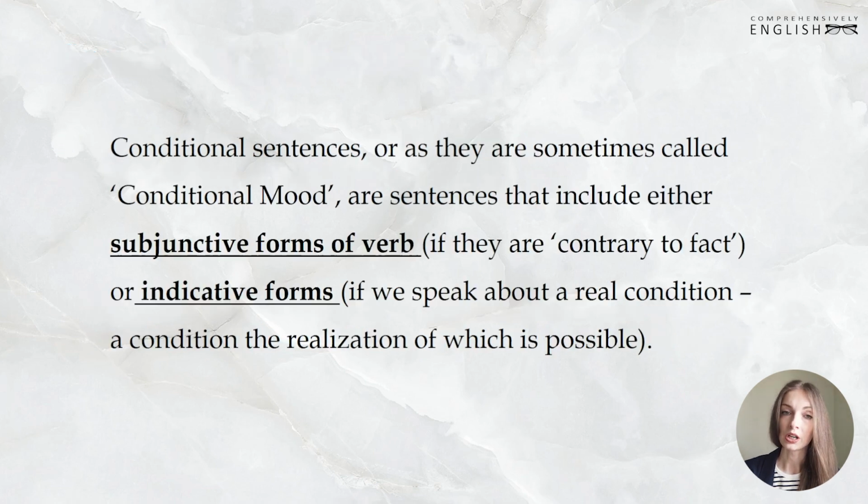Conditional sentences, or as they are sometimes called conditional mood, are sentences that include either subjunctive forms of verb, if they are contrary to fact, or indicative forms, if we speak about a real condition, a condition the realization of which is possible. This is important because some conditional sentences contain the subjunctive mood, whereas others do not. The subjunctive mood is only found in conditional sentences if they express conditions which are contrary to reality. In other words, which are unreal.